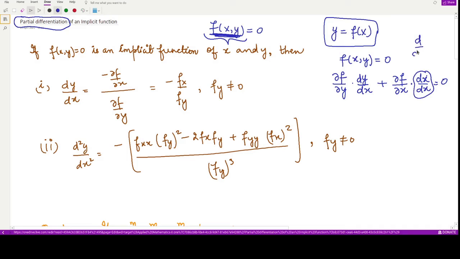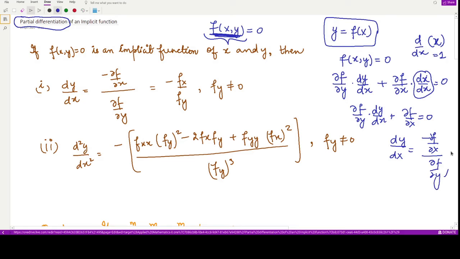Why? Because when you are taking the derivative of x with respect to x, that is equal to 1. So you have from here del f by del y into dy by dx plus del f by del x, that is equal to 0. And from here, the first derivative is nothing but minus del f by del x divided by del f by del y. So this is our formula in order to calculate the first derivative from the given implicit function f. Here you should note that f_y should not be equal to 0.